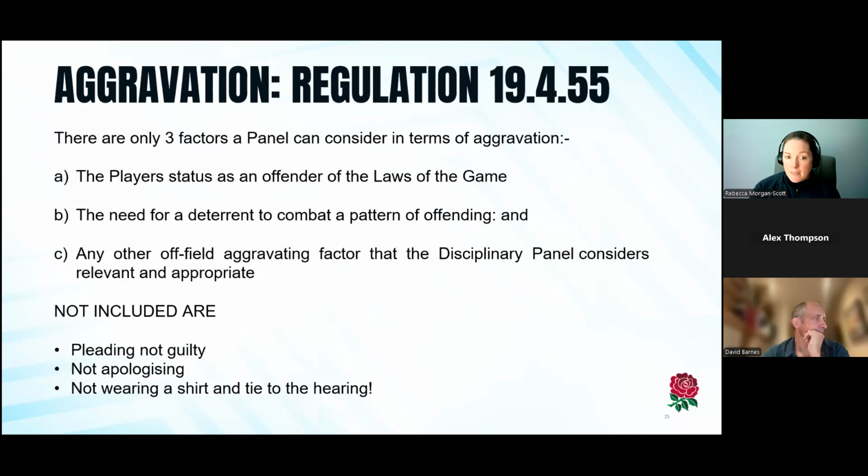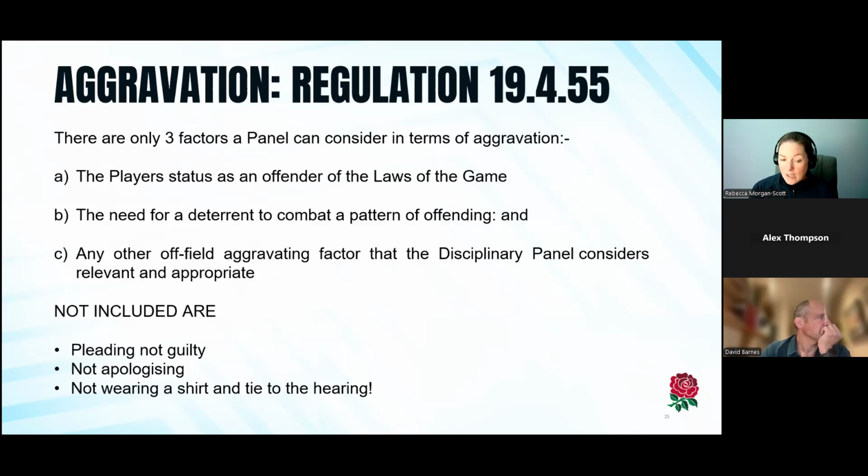The need for a deterrent to combat a pattern of offending. This is something that can only be applied if the RFU and or World Rugby have said that there is a memorandum in place. So currently we have one in place for match official abuse that requires a minimum period of weeks to be added on for offences. So you could add it on for that. And then any other aggravating factor that the panel considers relevant and appropriate.